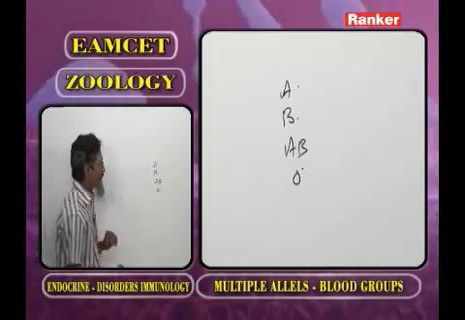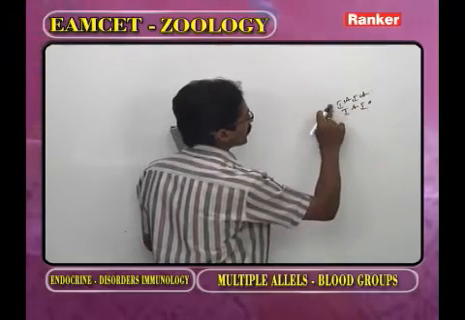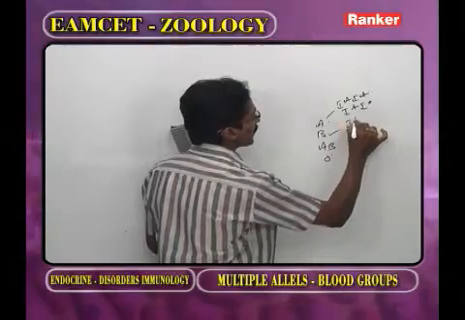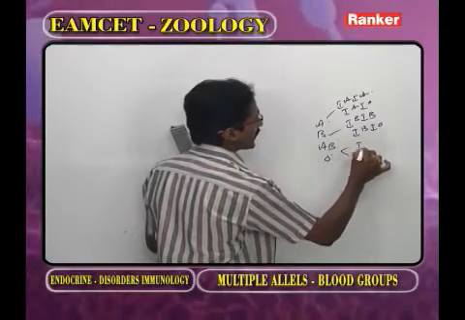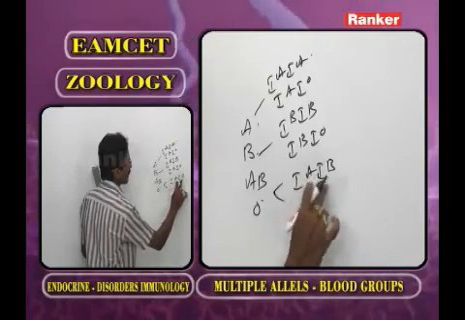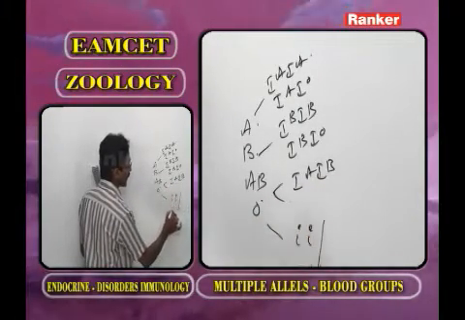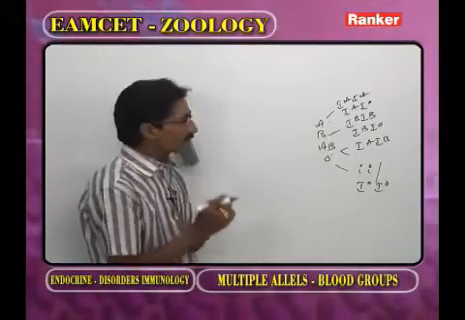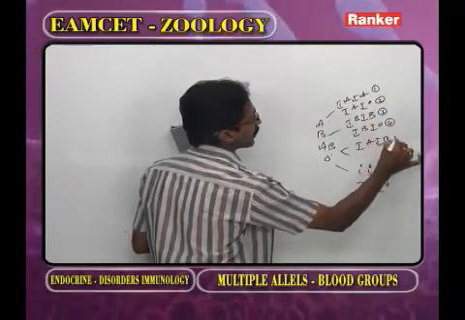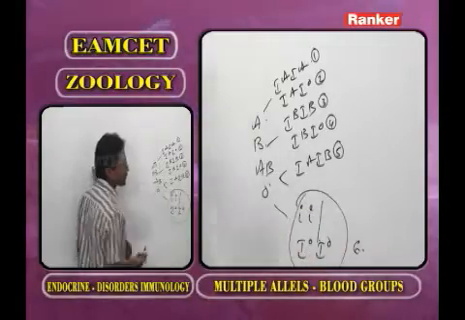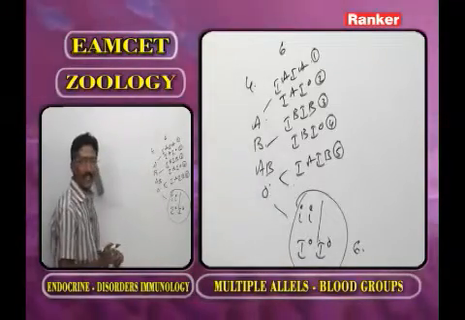Now what is the genotype? As we observe the A blood group, IA IA, IA IO, homozygous dominant and heterozygous. And what about the B? IB IB, IB IO, homozygous dominant, heterozygous. AB, IA IB, heterozygous, both are dominant. And O is represented as small i small i, or IO IO. It is homozygous recessive. Now this is one genotype, second, third, fourth, fifth genotype, and this is the sixth genotype. Number of genotypes, 6. Number of phenotypes, 4. Now this is a small idea regarding the blood groups.